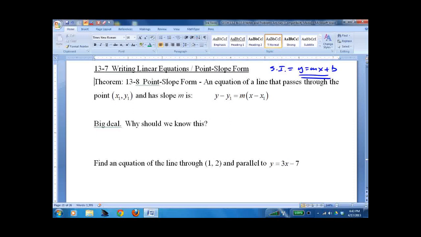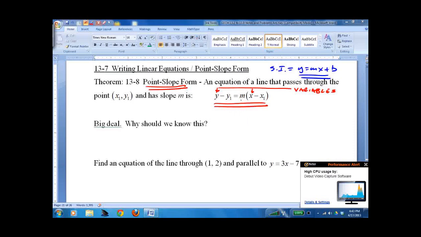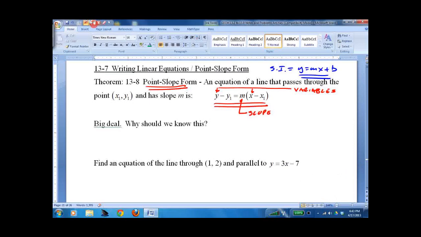We also did standard form. And now we do point slope. And this is point slope: y minus y1 equals m times x minus x1. Well, these are the variables, so they stay as y and x. This is the slope, of course. And these are numbers. I'm not sure what else to call them. Constants, I suppose, would be another word.